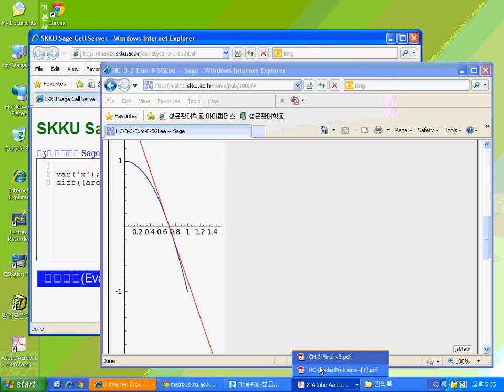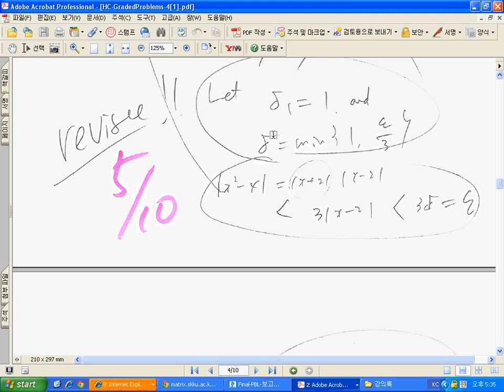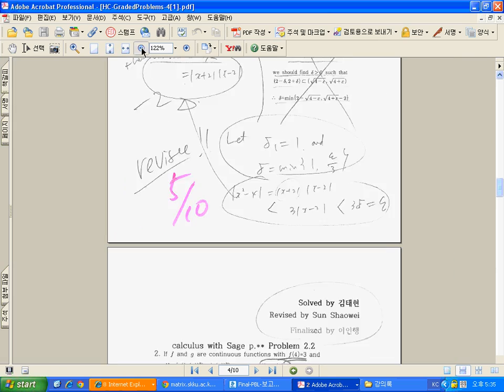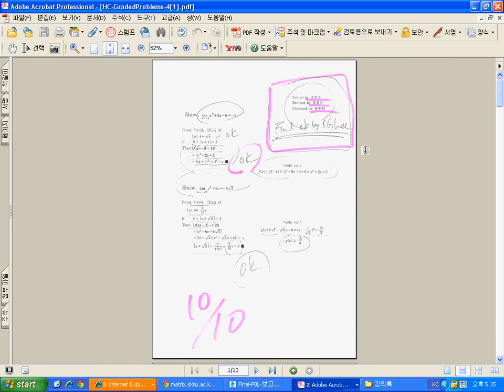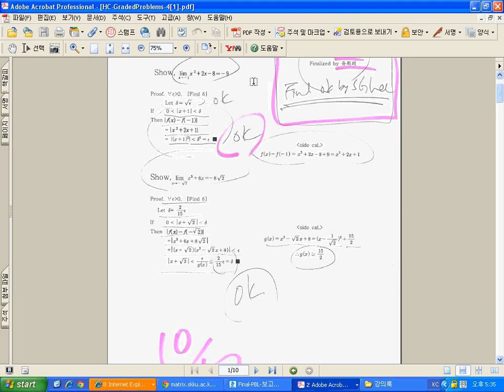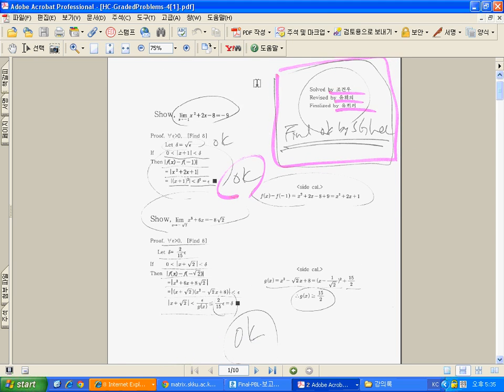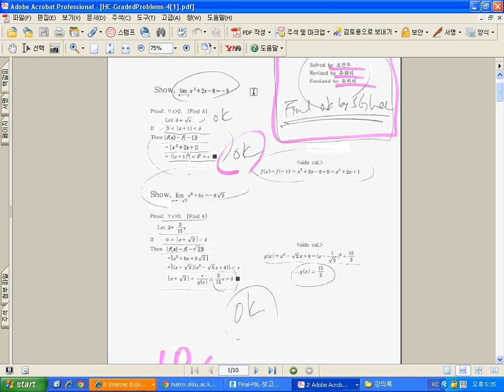Okay. Before we close up the class, I will show you how you have done on your homework problems. Here, Mr. Joe and you have solved the epsilon-delta problems.